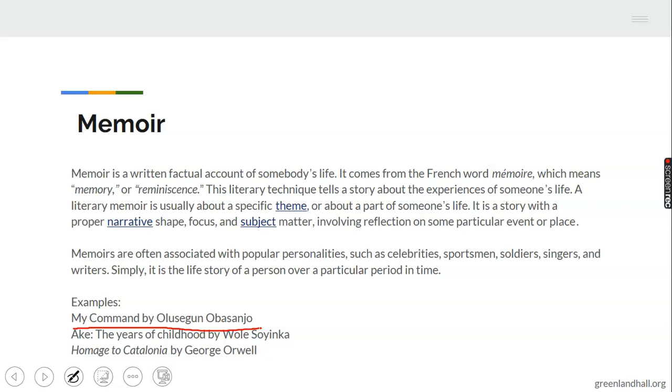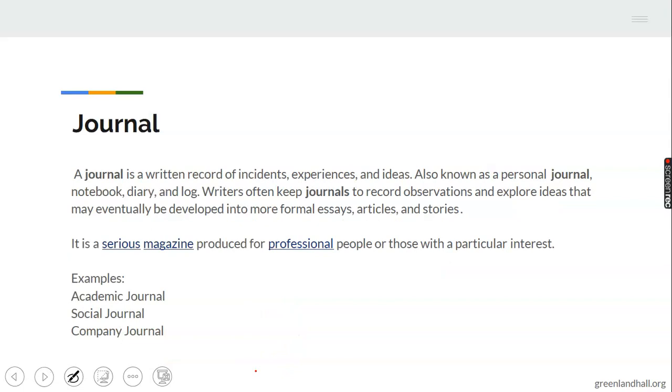He wrote this in prison, and he stated what he went through during his military days as a military man. Yes, Ake by Soyinka, The Years of Childhood, is also a story about Soyinka's childhood, what he went through as a young adult. And lastly is Homage to Catalonia, written by George Orwell. These are stories of people's life over a short period of time, what their experiences were over a short period of time.